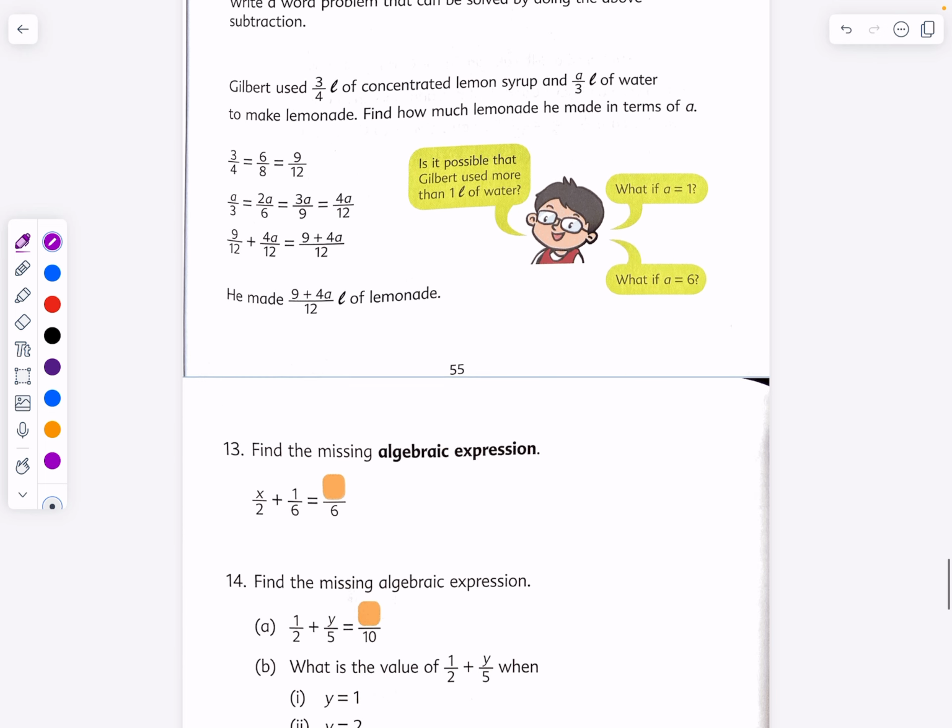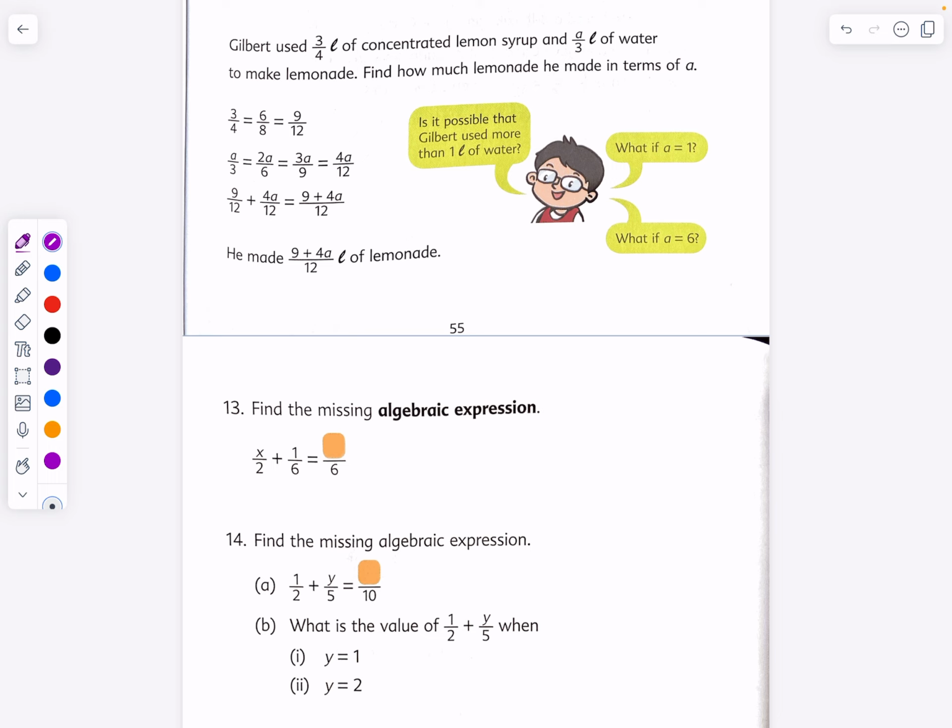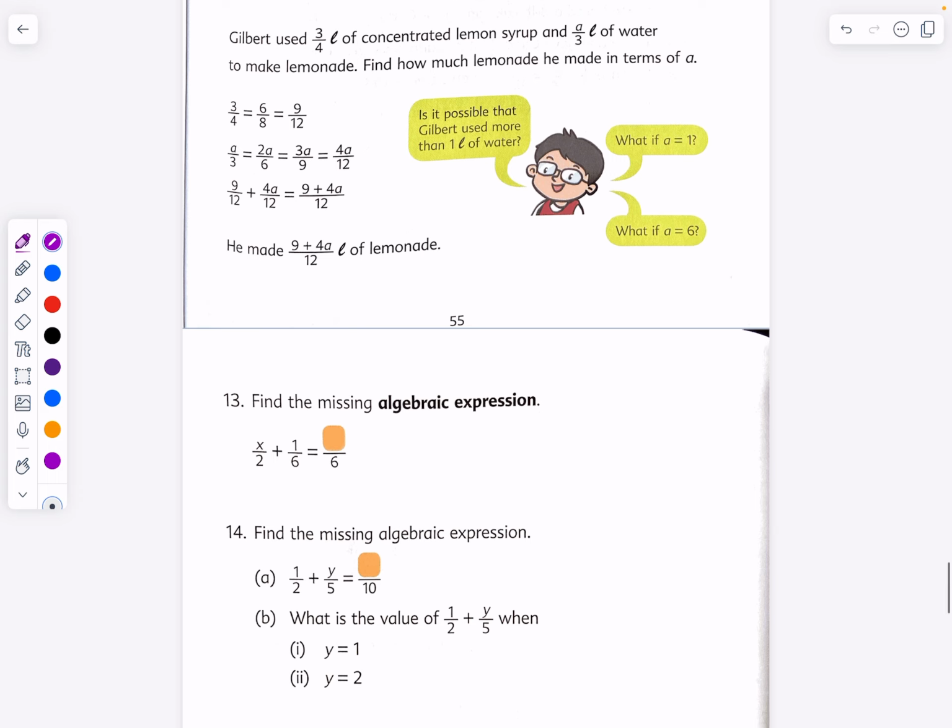Now, let's take a look at the problem at the bottom of page 55. Gilbert used 3/4 liters of concentrated lemon syrup, 1/3 of water to make lemonade. So we have syrup and we have water. He used 3/4 of a liter of syrup and 1/3 of a liter of water. Find how much lemonade in terms of a.